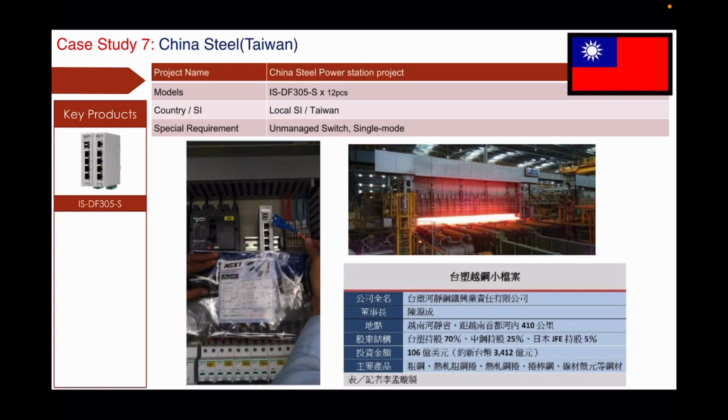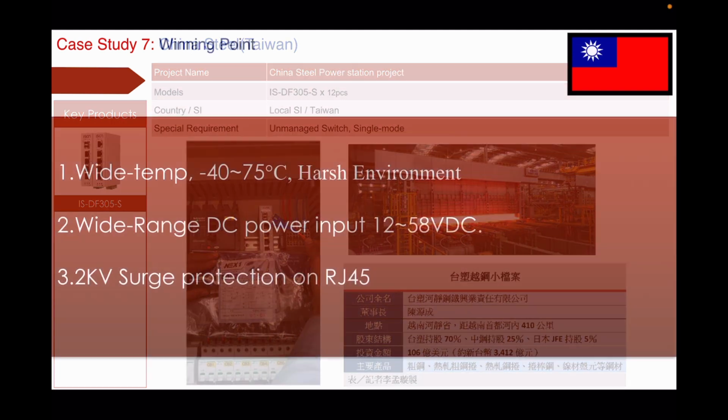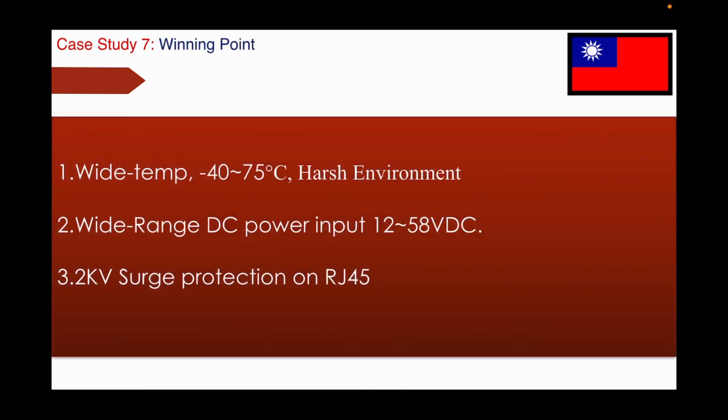Case Study 7, China Steel, Taiwan. Special requirement: unmanaged switch, single mode fiber. Key products: IS-DF30-5-S. Winning points: wide temp, -40 to 75 degrees Celsius, harsh environment, wide range DC power input 12 to 58 VDC. 2 kV surge protection on RJ45.